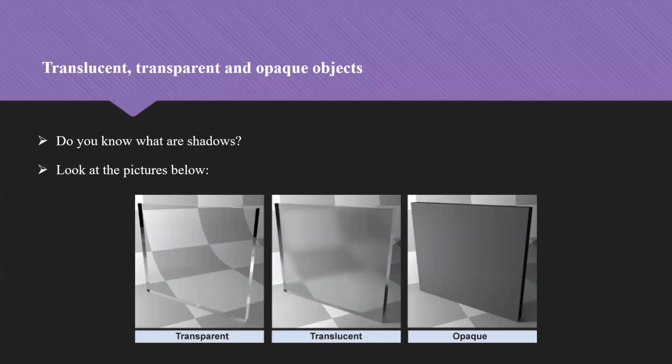Let's move on to translucent, transparent, and opaque bodies. Do you know what are shadows? Yes, shadows are formed when an opaque body obstructs the path of light, right? So now look at the pictures below. Transparent, translucent, and opaque. What is the difference you can see among these? The transparent, so we have a glass here and it cannot produce a shadow because it is transparent and it allows light to pass through it. Translucent objects produce a faint shadow because it partly allows the light to pass through them. But opaque objects do not allow light to pass through them, therefore a proper shadow is formed.